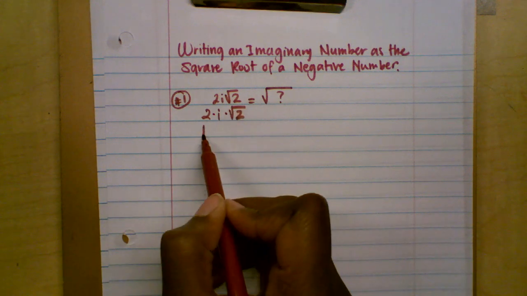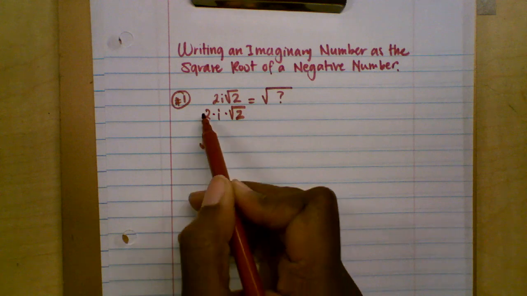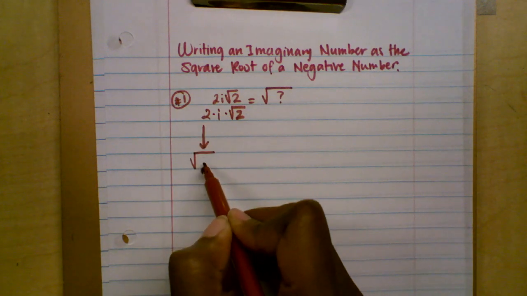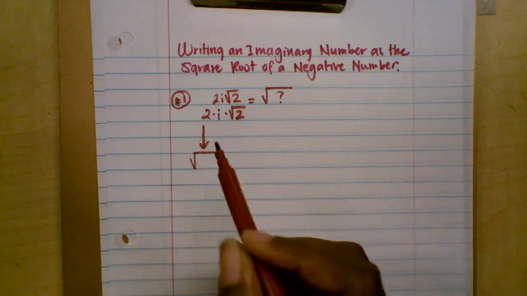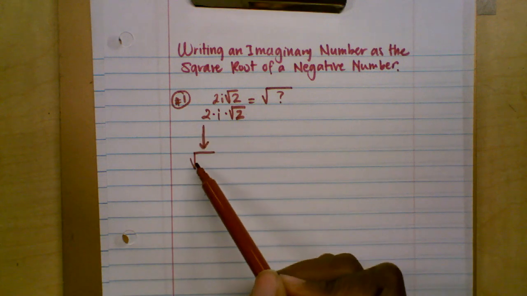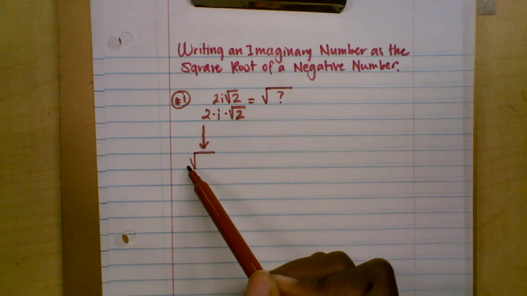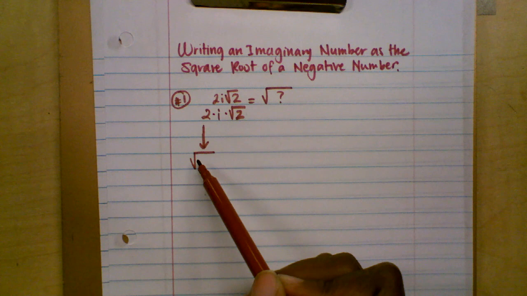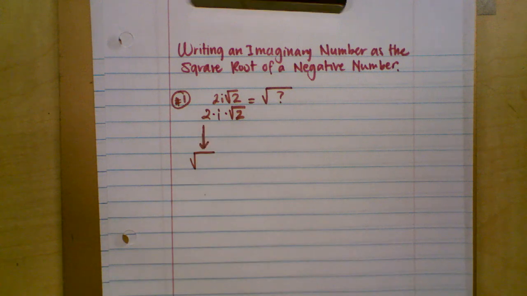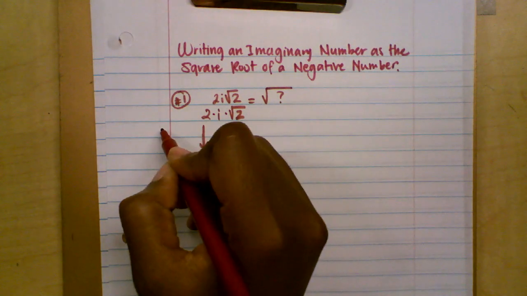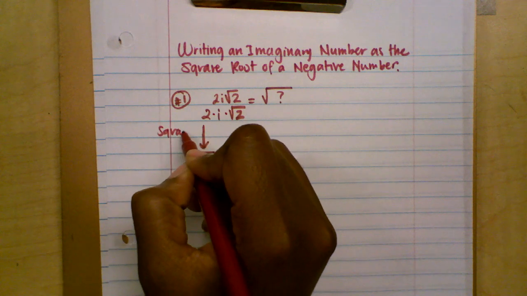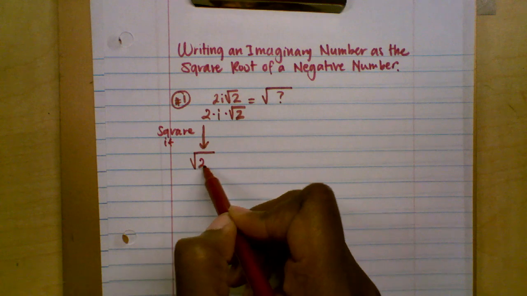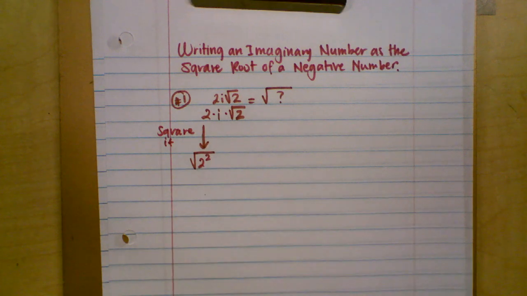Now you have the number 2, or the factor 2, and I want to rewrite 2 as the square root of a number. You need to ask yourself, which perfect square, when I take the square root of it, gives me 2? It's going to be 2 squared. So how do we do it? Square the number. You take 2 and you square it.